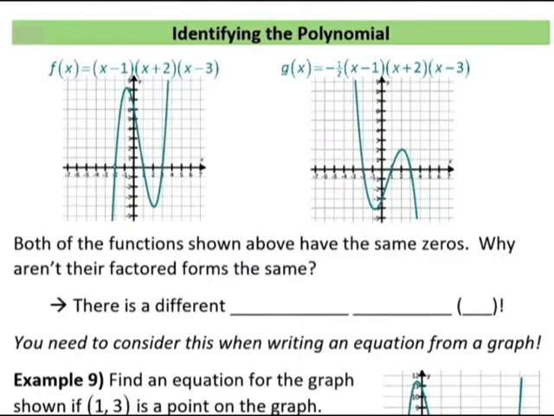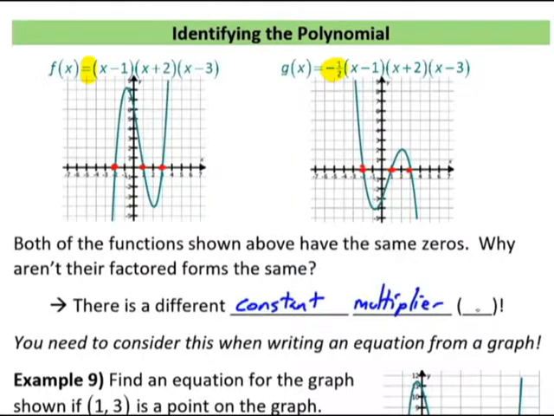Notice that these have zeros of -2, 1, and 3. But the difference in the equations is that one of them has a constant multiplier out front, like a vertical stretch and flip. This has nothing, or an implied 1. So knowing the zeros isn't quite enough to get the complete equation. We need to find this constant multiplier.